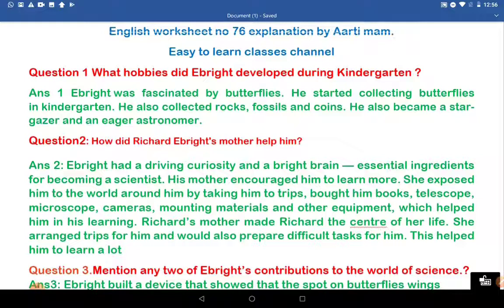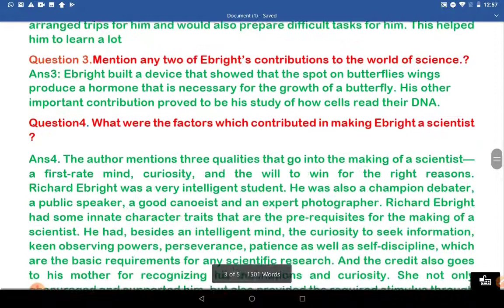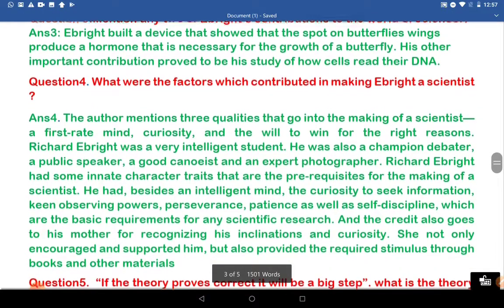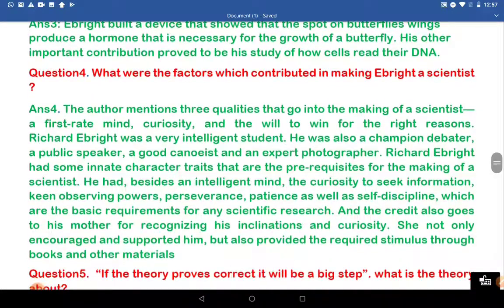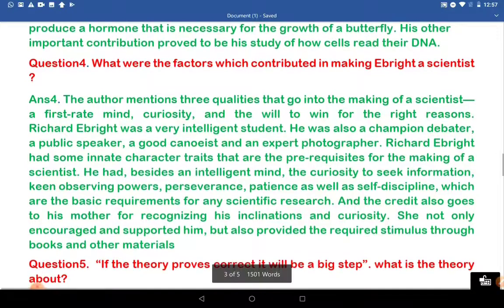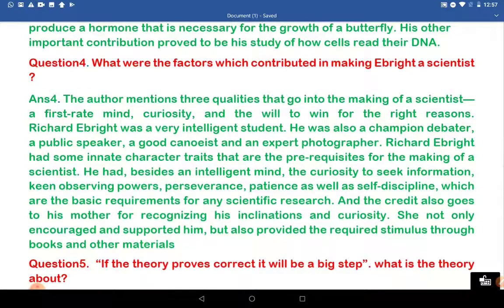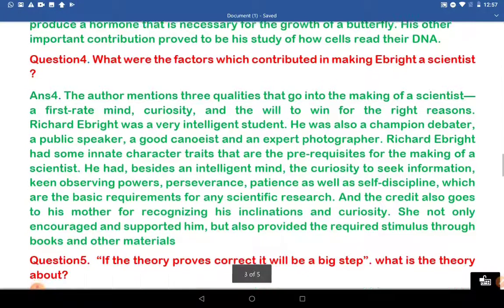Question number 3. Mention any two of Ebright's contributions to the world of science. Answer. Ebright built a device that shows that the spots on butterfly wings produce a hormone that is necessary for the growth of the butterfly. Another important contribution was his study of how cells read their DNA.